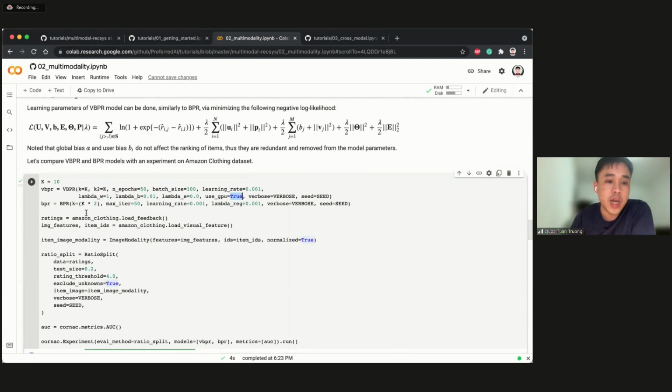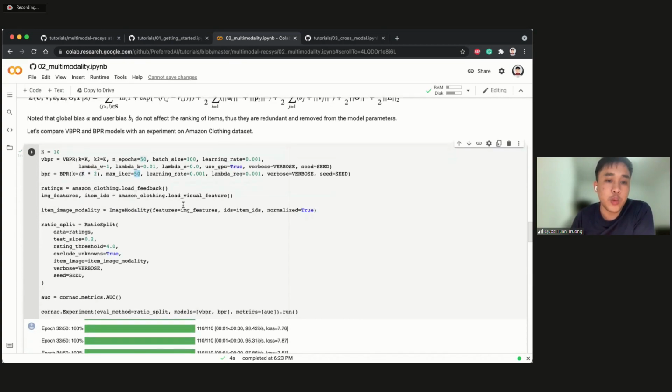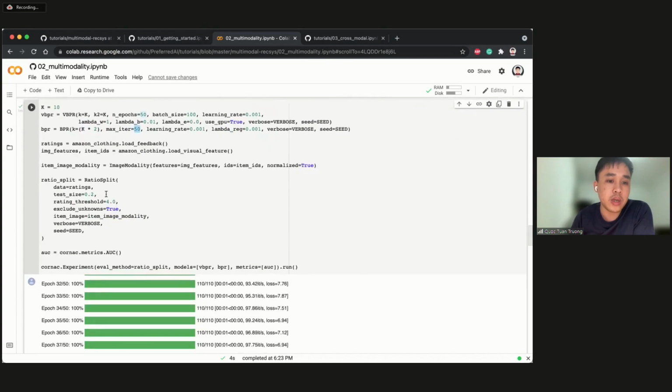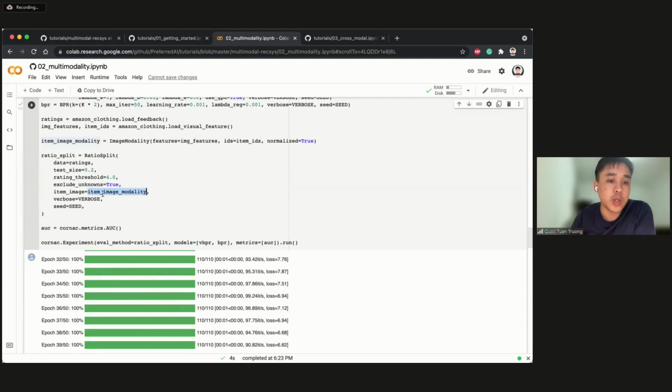For BPR, we have only one K, but we double the size, just to make it a bit more comparable between the two models. And then the other settings, like the number of training iterations, are the same. Then we construct the image modality and put it into the same ratio split. We specify the item image here, and then we put the image modality in.